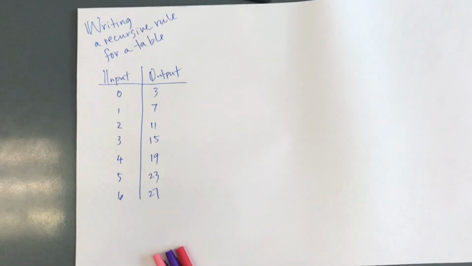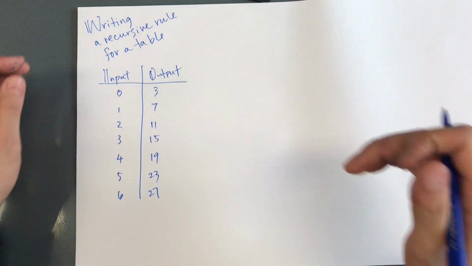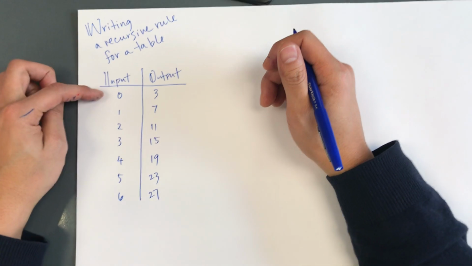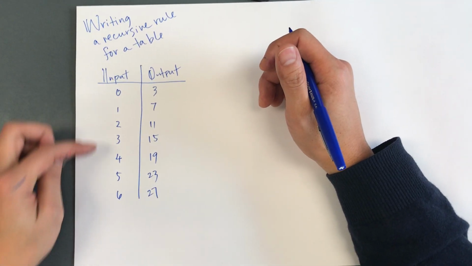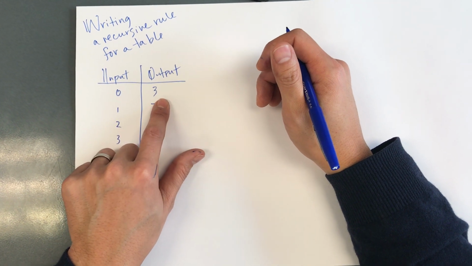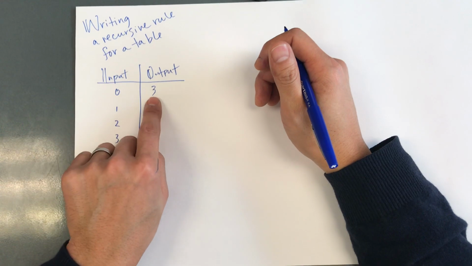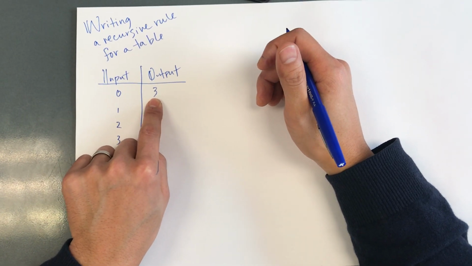Writing a recursive rule for a table. So we have a table and we are going to write a recursive rule. So first thing, let's look at this table first. And we notice that this table starts from 0 for the input and the output for that input is 3.